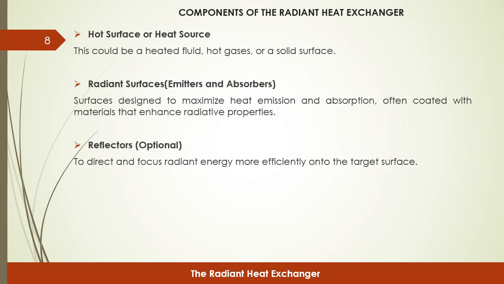So the components of the radiant heat exchanger, like I showed in the previous slide: we have a hot surface or a heat source. There must be a hot surface or a heat source, something that is going to give off the heat. And there must be emitters and absorbers, the radiant surfaces, designed to maximize heat emission and absorption, often coated with materials that will enhance the radiative properties. And then inside the radiant heat exchanger, you can decide to put in a reflector. It is optional, and is used to direct and focus radiant energy more efficiently onto the target surface.